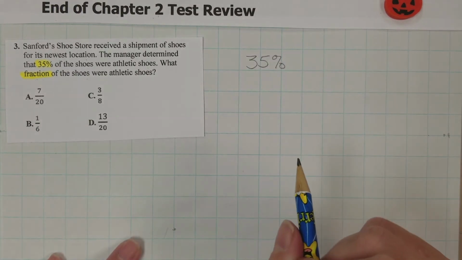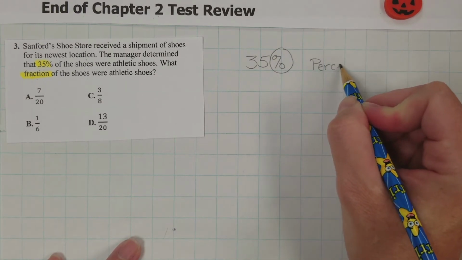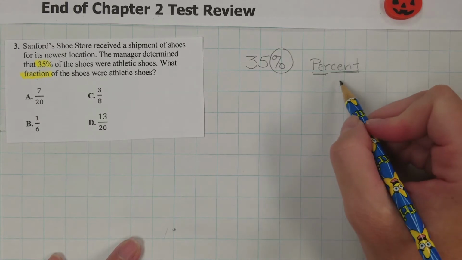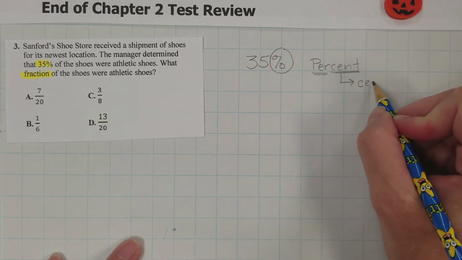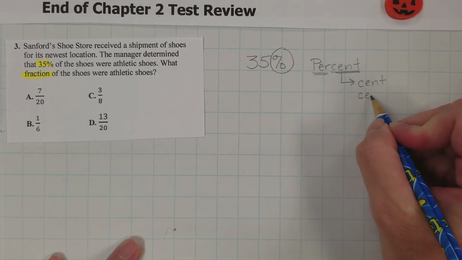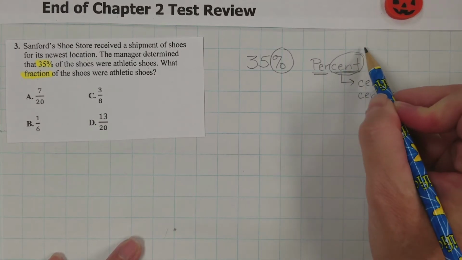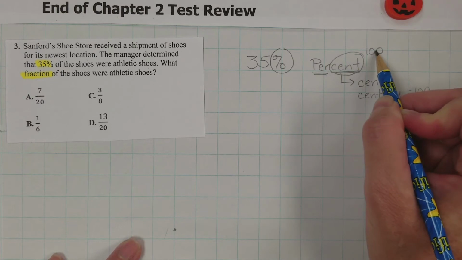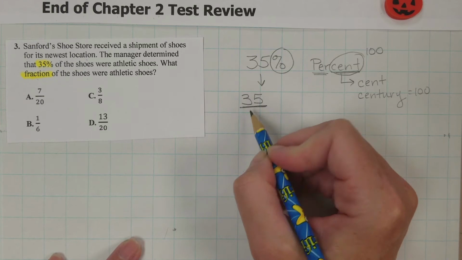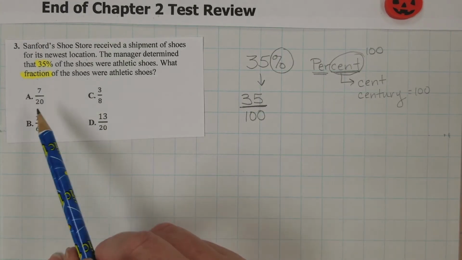35% into a fraction. Now, this percent, the word per cent, means per 100. Just like the word cent in money is one penny out of 100, there's 100 pennies in a dollar. The word century means 100 years. So cent means 100. So this is per 100. I can change this to 35 per 100.